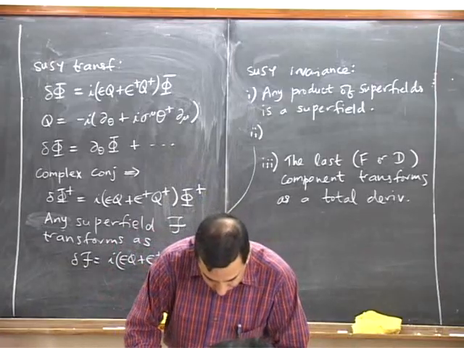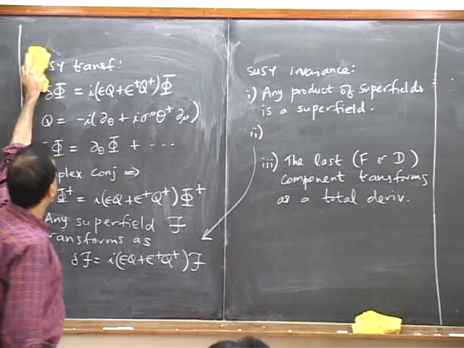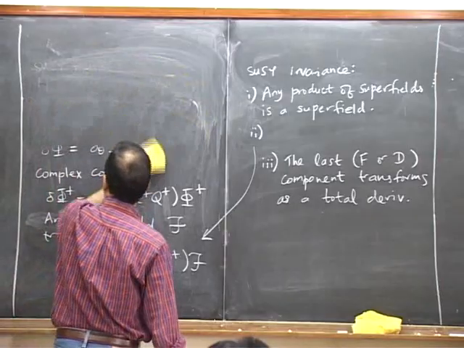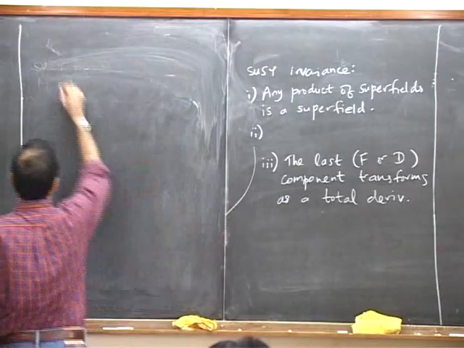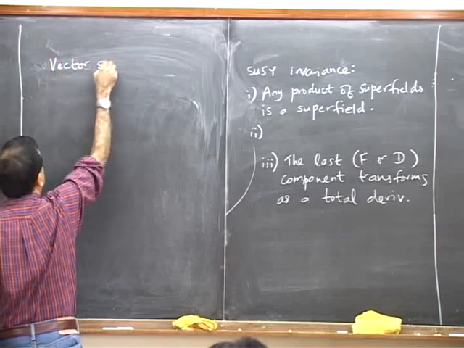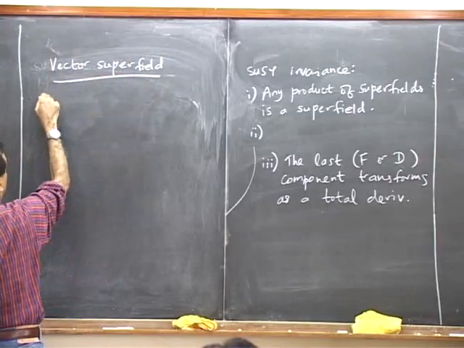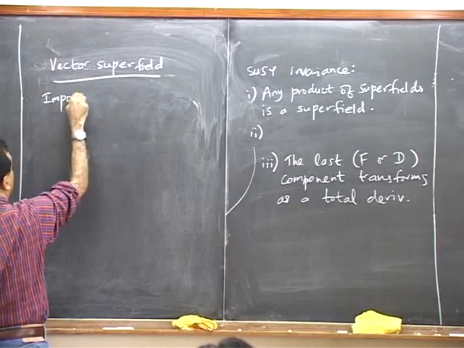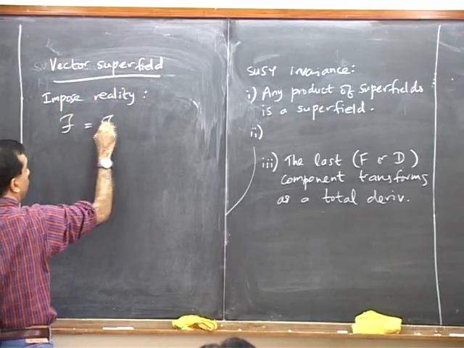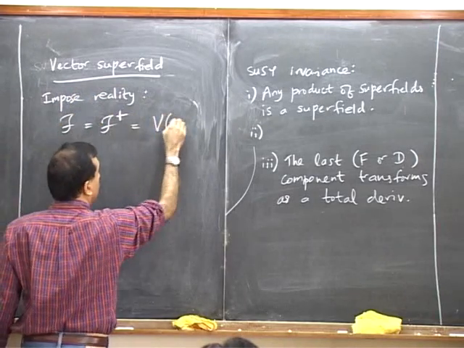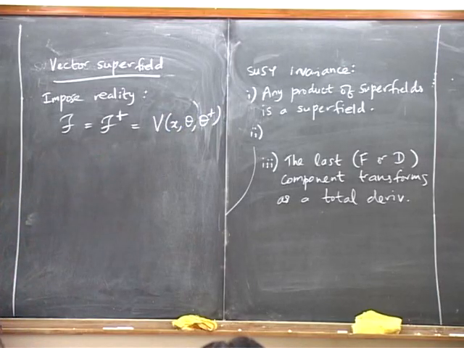Now this time, we want to consider a different constraint, which is different from the chiral constraint, and in some sense is the only other constraint we can think of, and that's the constraint which defines the vector superfield. So, impose reality of the whole superfield. So, a general superfield F, we set it equal to its dagger, and we call the result V of x, theta, and theta dagger, and it's called a vector superfield.